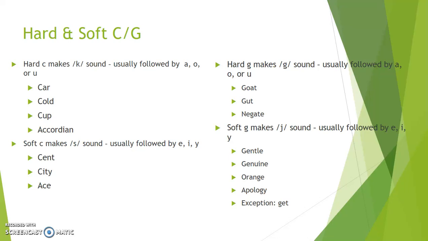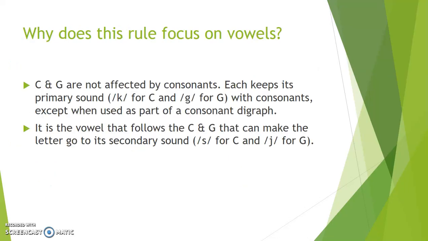So you'll notice that this rule focuses on vowel sounds. This is because C and G sounds are not really affected by consonants. Each keeps its primary sound, the K for C and G for G, with consonants, except when it's used as part of a consonant digraph. For example, when you put the C with an H and it makes a new sound, ch, as in cheese. So it is the vowel that follows the letters C and G that can make the letter go to its secondary sound, that S for C and J for G.